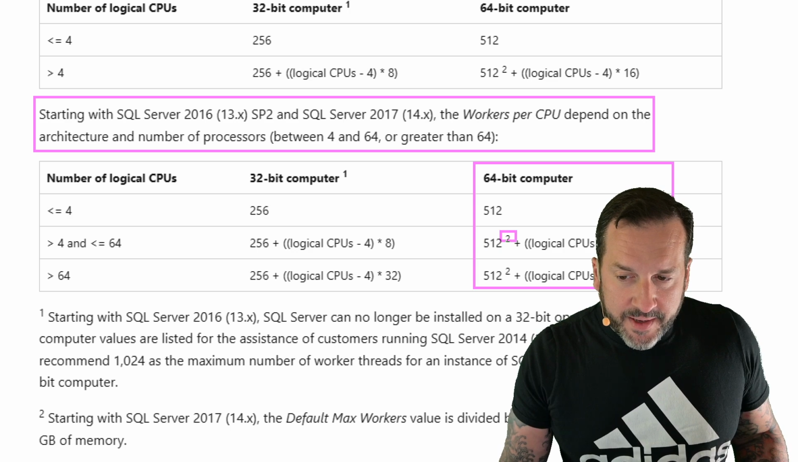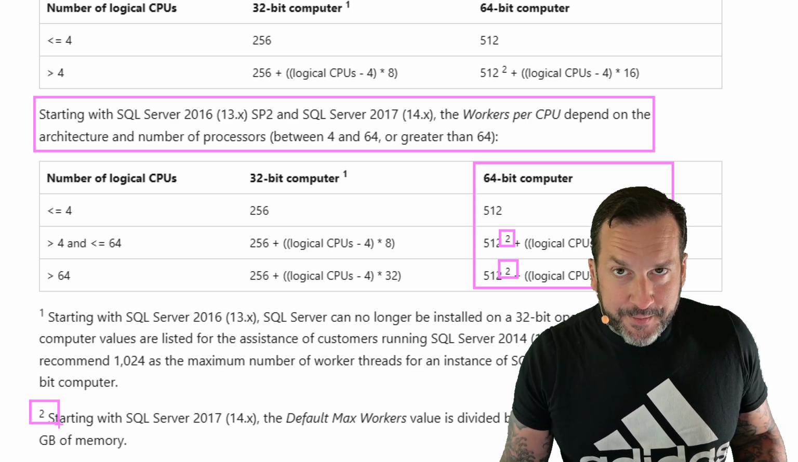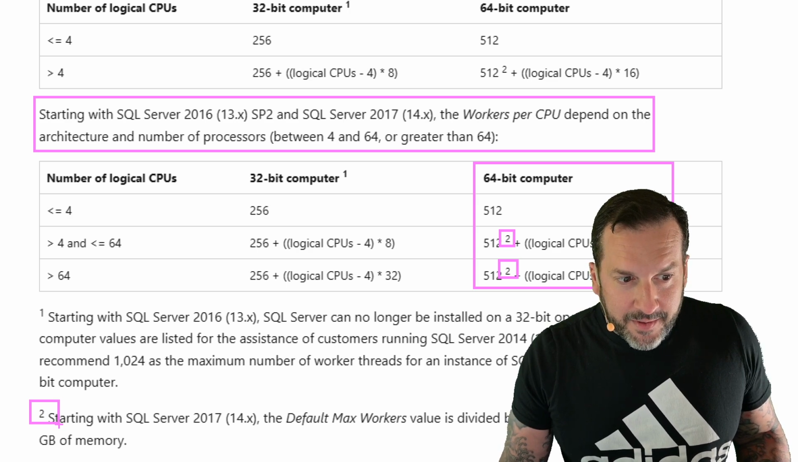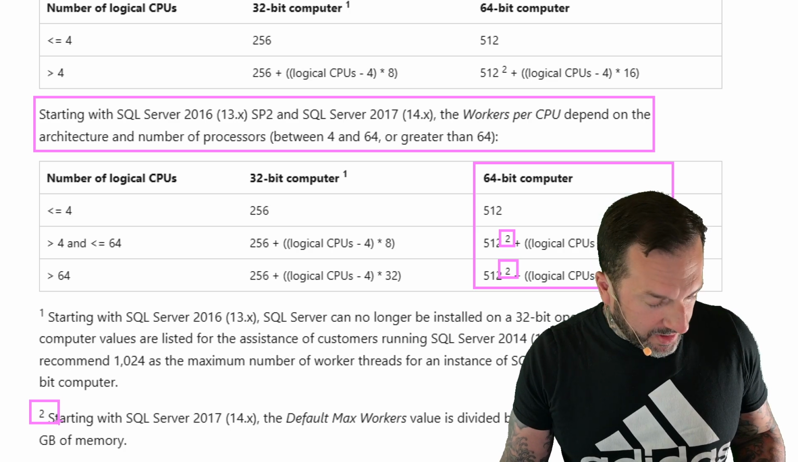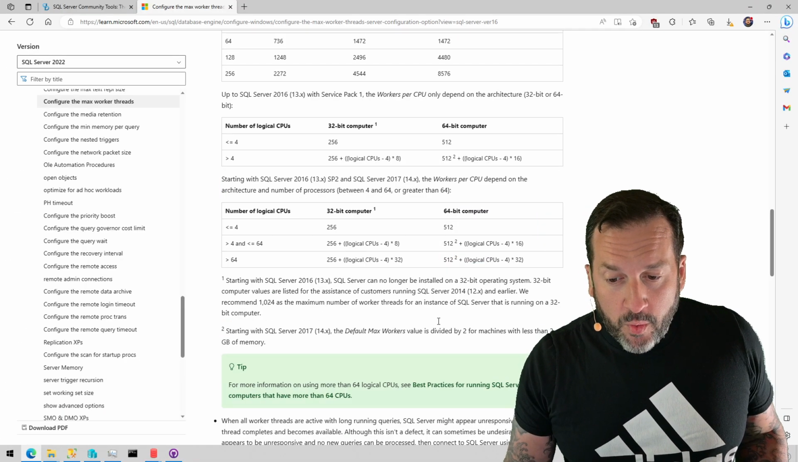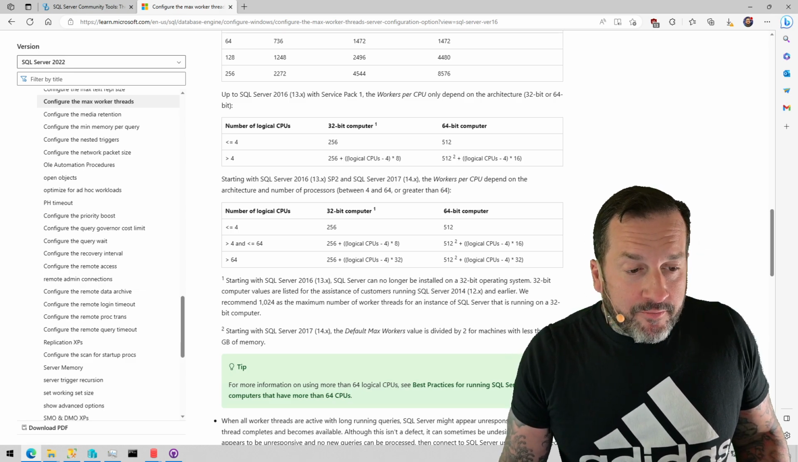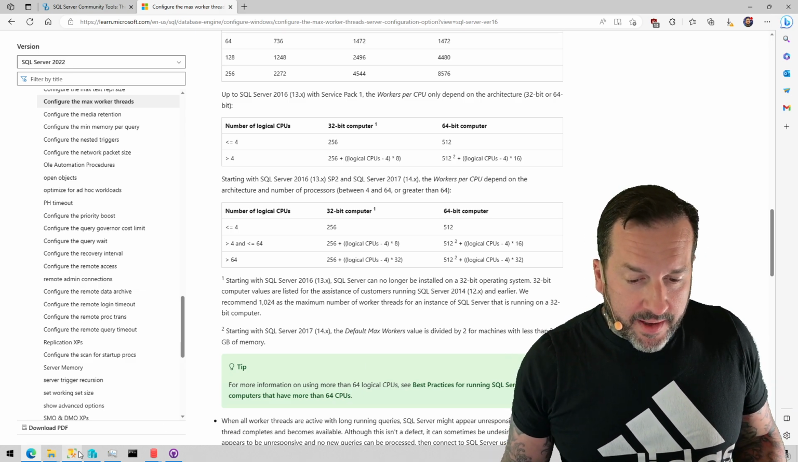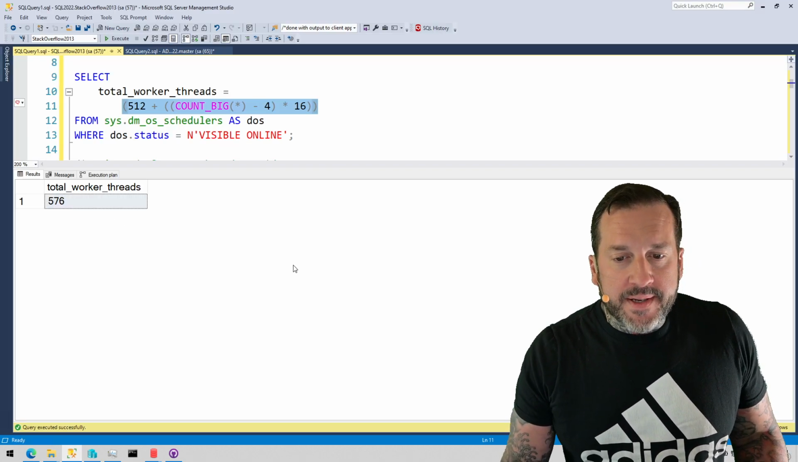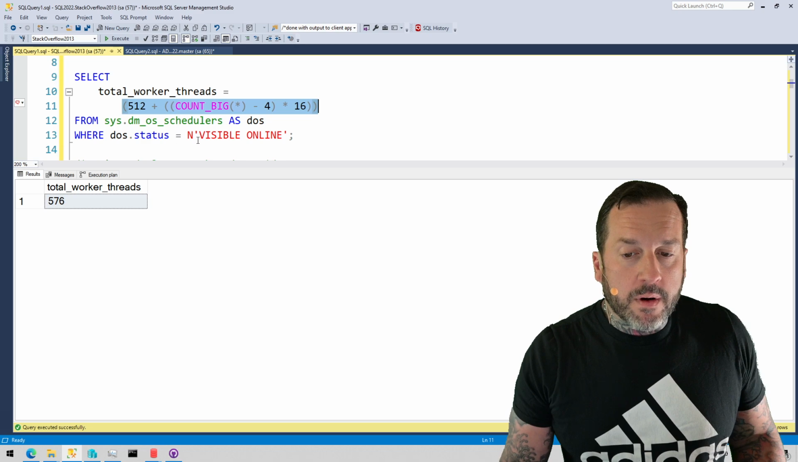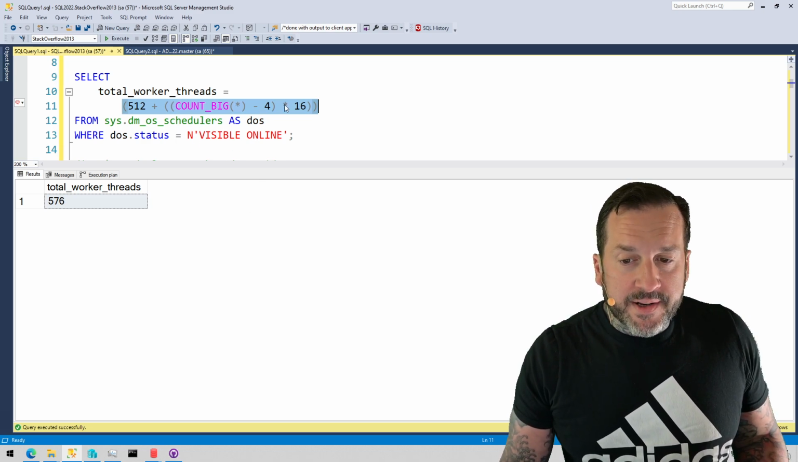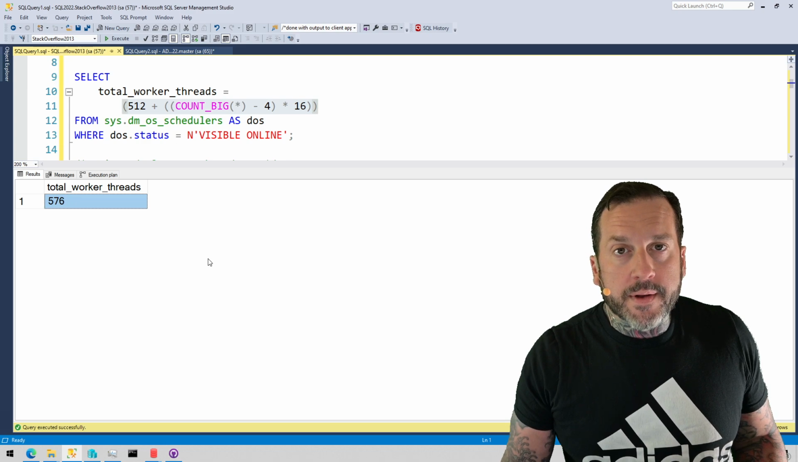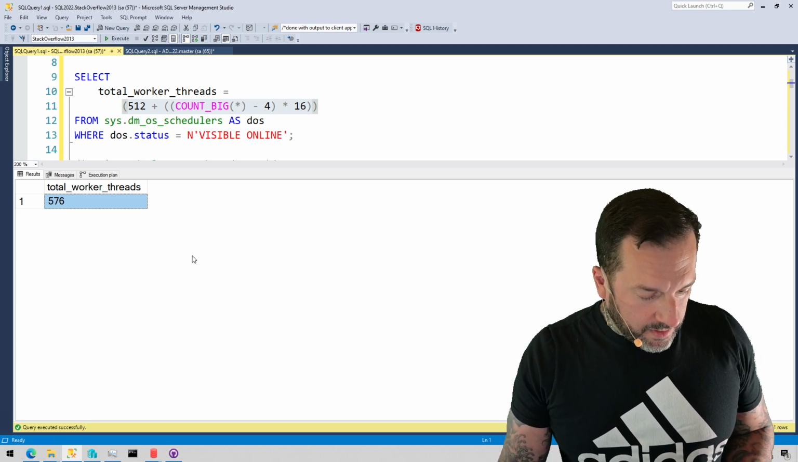Now, it's a little confusing because it looks like it's 512 squared, but it's really just a footnote down here. I don't know. It's an odd design choice, that whole thing. But anyway, that's where I got that calculation from, and that's how I know that based on the number of CPUs I have, minus 4 times 16 is the number of worker threads for my server currently.